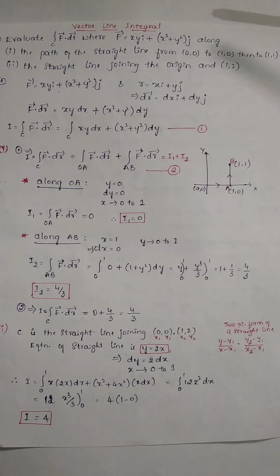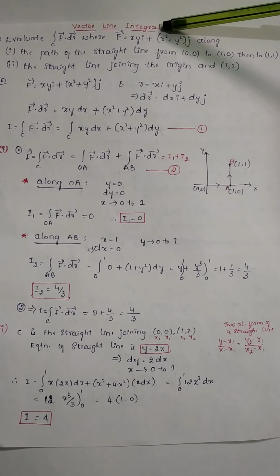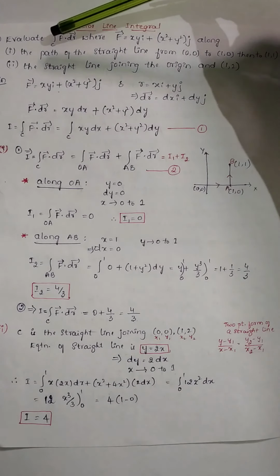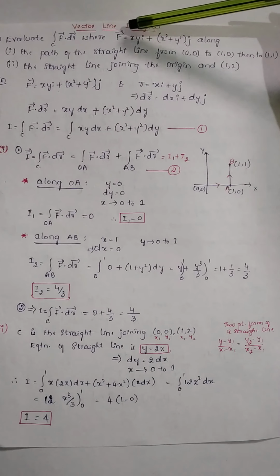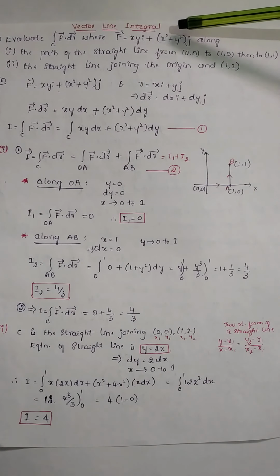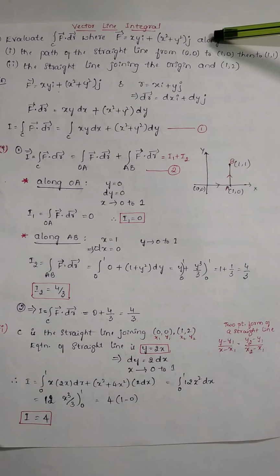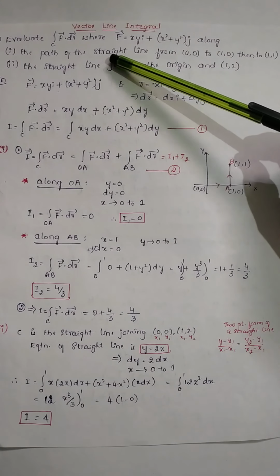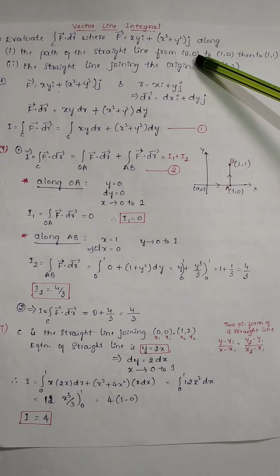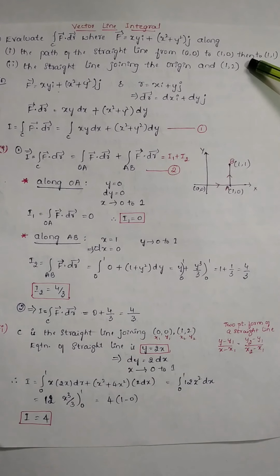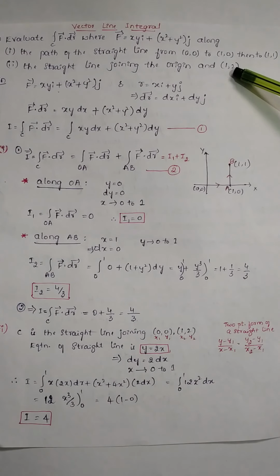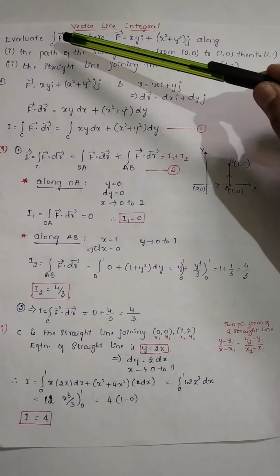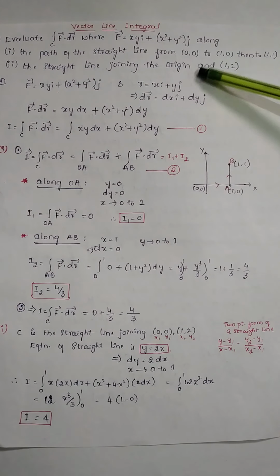Now we will solve one problem on vector line integral. The problem is: evaluate the integral over C of F dot dr, where vector F is equal to xy i plus (x square plus y square) j, along, first question, the path of the straight line from (0, 0) to (1, 0) and then to (1, 1). And the second question is the straight line joining the origin and (1, 2).